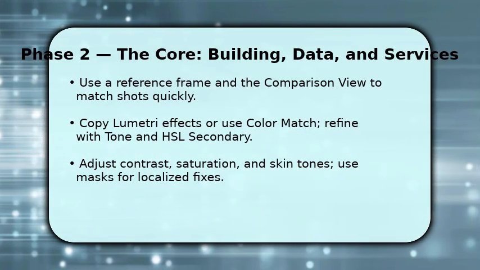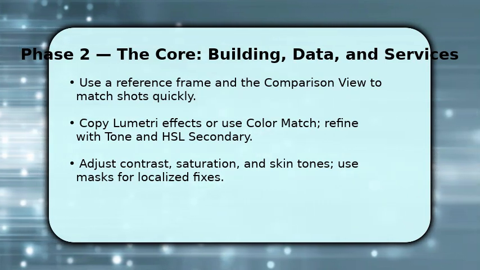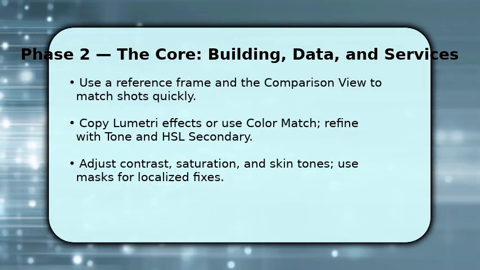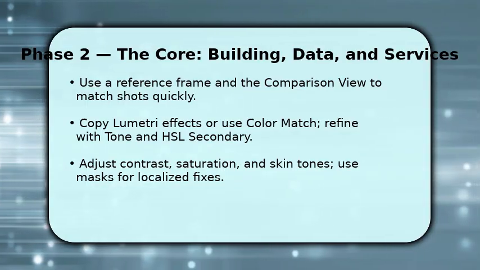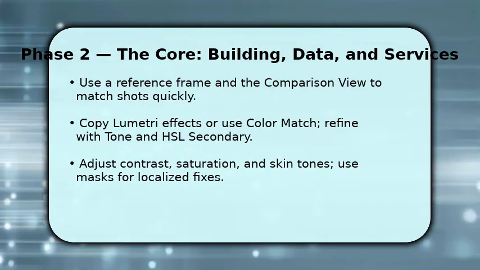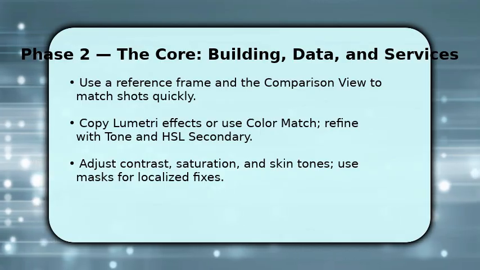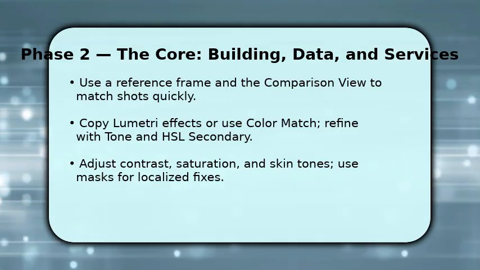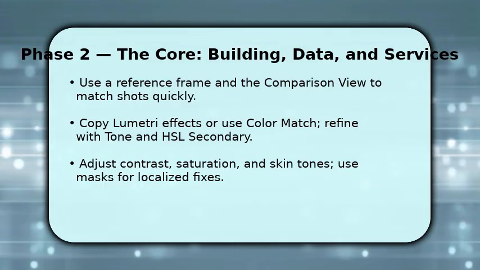Now you'll match clips across the timeline. Pick a clean reference frame and open comparison view so you can directly compare. Copy Lumetri to target clips or try color match for an automated start, then refine manually. Use tone controls, contrast, highlights, shadows, and HSL secondary to isolate and correct problematic hues like skin tones. Make sure to toggle scopes frequently. Once balanced globally, add masks for localized exposure or color tweaks, so every clip reads consistently in the sequence.